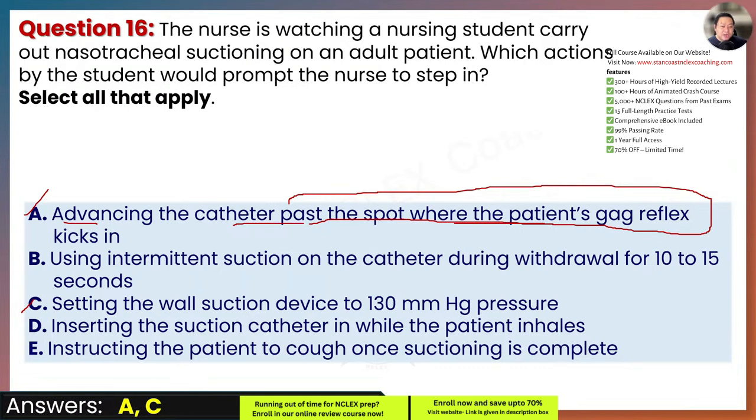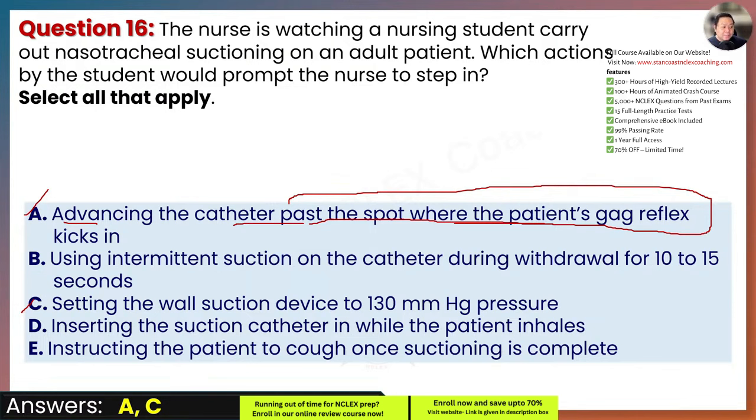Remember what I said earlier regarding setting of the pressure? This should jump out at you because this is too high. The safe suction pressure for adults ranges from about 80 to 120 mmHg, not 130. Anything above 80 to 120 can increase the risk of mucosal trauma. It can also cause bleeding. It can also worsen hypoxia if there is way too much air pulled out. And so you need to step in as the nurse and adjust the suction to a lower level, or a safer level, I should say.